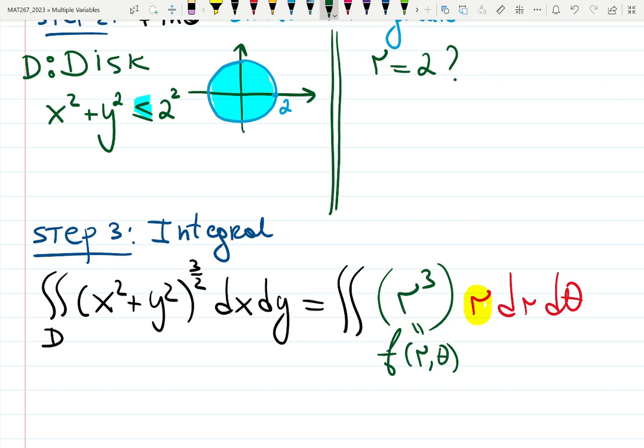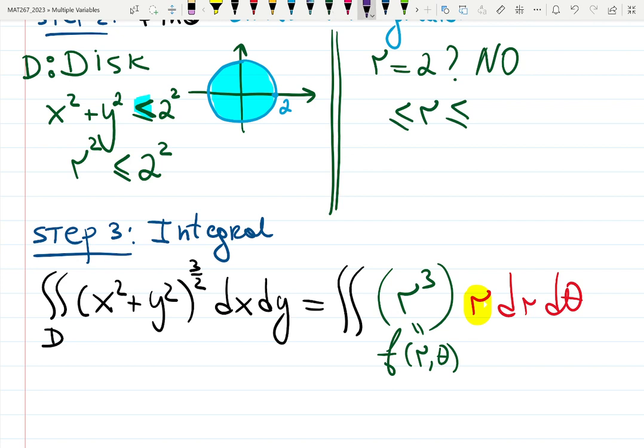Yes or no? No, I can see people saying. So what is radius doing? No, radius is not 2. There's an inequality happening. Since x squared plus y squared is r squared, it's less than or equal to 2 squared. So what does it mean? R keeps changing from what to what?